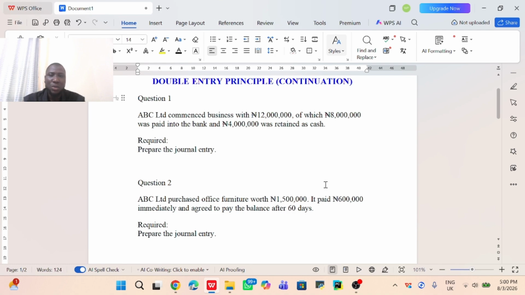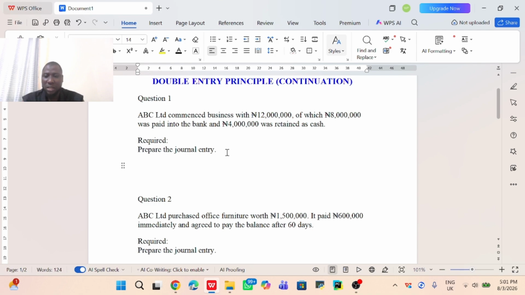We also said we have R, which stands for revenue, L for liability, and S for sales. In any situation where we see these three and they increase in number, those three will be credited. That's just the basic rules of the double entry principle we discussed last week. And today we are going to solve complex questions. Now let's start. Solution to question one.